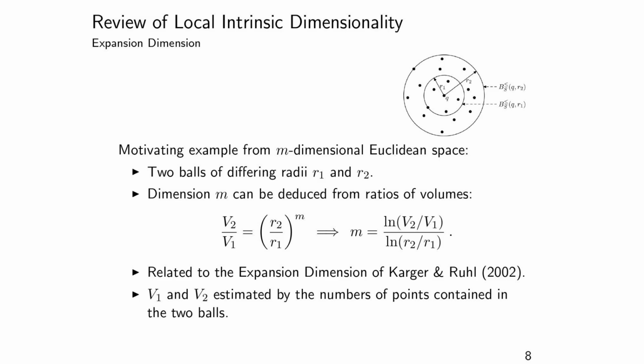We have a motivating example from m-dimensional Euclidean space. If we take two balls of differing radii, r1 and r2, and we happen to have some machine that could measure volume for us in this Euclidean space, if we knew the two volumes of the balls and we knew the two radii, then we can calculate the dimension that we happen to be in, if it happened to be unknown to us. If somebody gave us these 4 measurements, we could deduce the 5th one as just the ln of the ratio of the volumes over the log of the ratio of the distances.